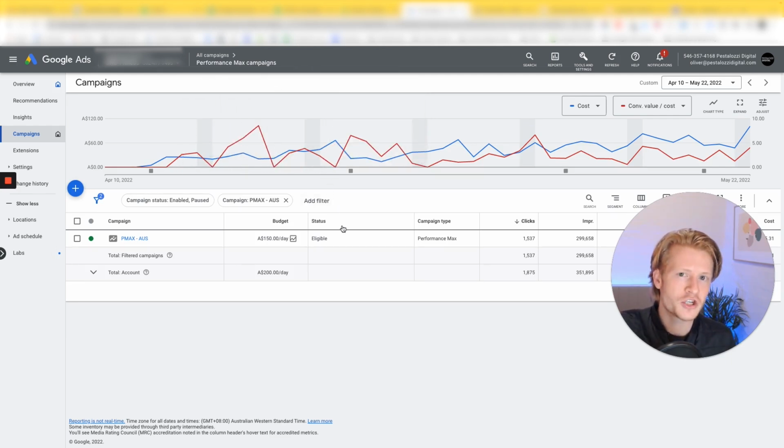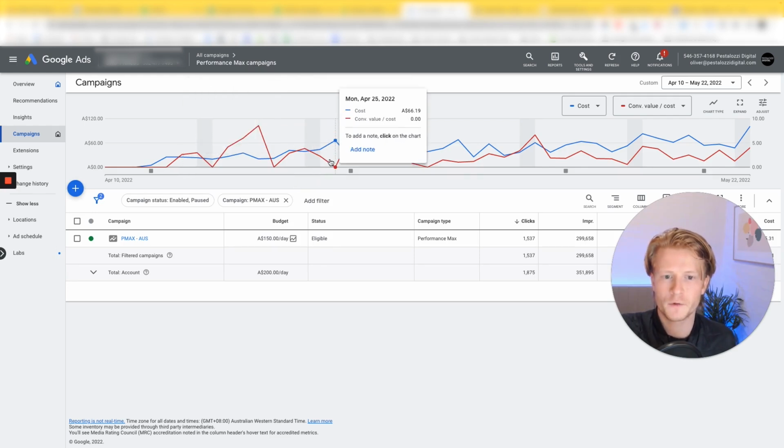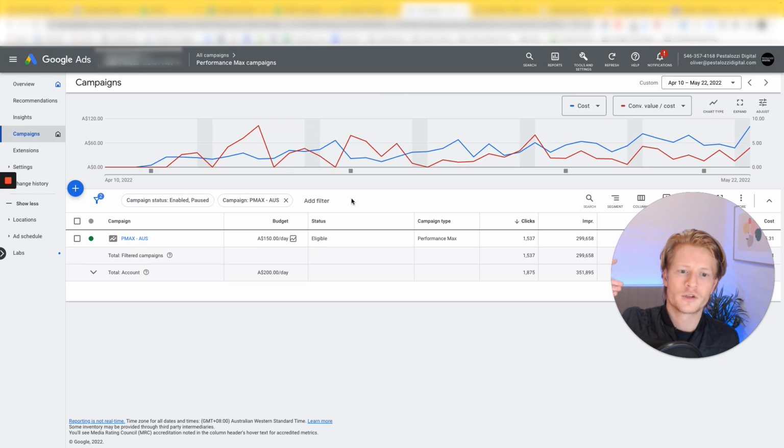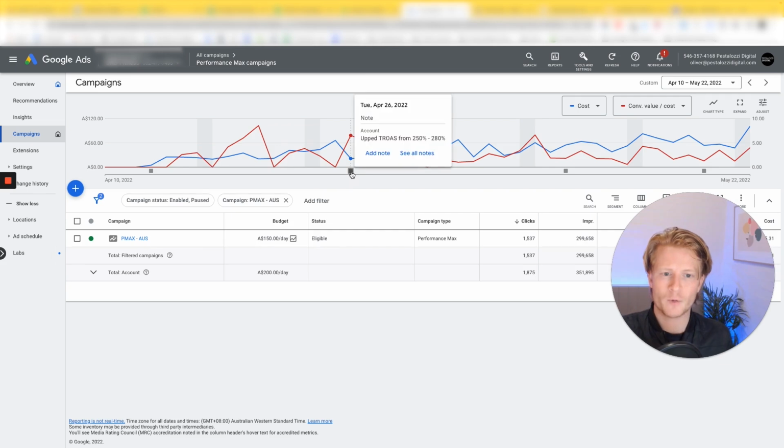Now, this is quite a feature of Performance Max that we haven't seen in other campaign types, where you can set a higher budget, but it's super restricted by your ROAS target. And so we've gotten to this point here. Now, I've seen it's doing well. I basically made the determination that 250% as a ROAS target was too low. I could up that to 280%. And that's exactly what I did on the 26th of April. So I upped the ROAS target.